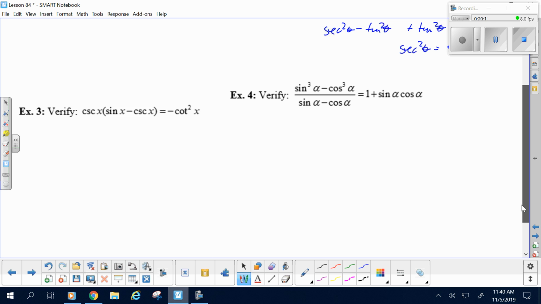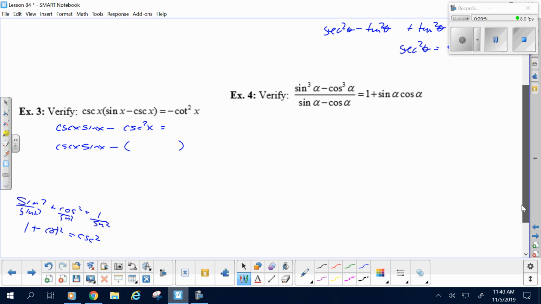Unfactor, or distribute. If I do that, I get cosecant x sine of x minus cosecant squared. What else can I do? Change cosecant squared to what is it? Sine squared plus cosine squared is 1. Cotangent is cosine divided by sine. Seems like you guys should use your notes more. 1 plus cotangent squared equals cosecant squared.